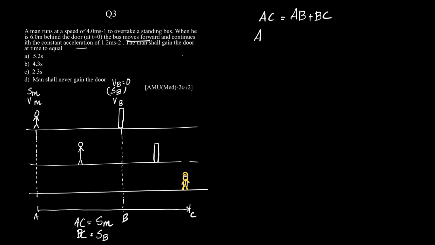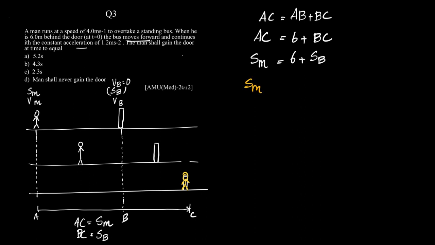So we can write that AC is equal to AB, which is 6, plus BC. Now what is AC? AC is the distance moved by the man, equal to 6 plus BC, and BC is the distance moved by the bus. All right. Now let us see what AB and SM and SB respectively are.